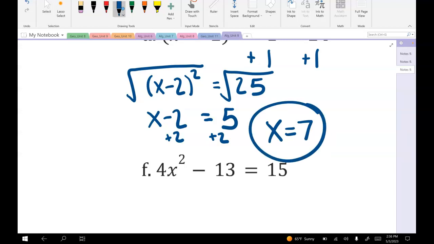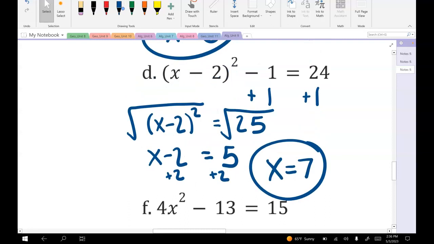You could always check that by plugging 7 back in to your original. 7 minus 2 is 5. 5 squared is 25. Then 25 minus 1 is 24. So again, if you ever see a parentheses, add or subtract first to get it by itself.